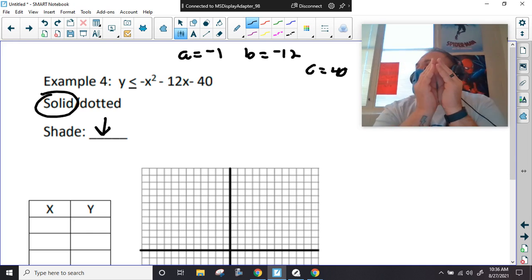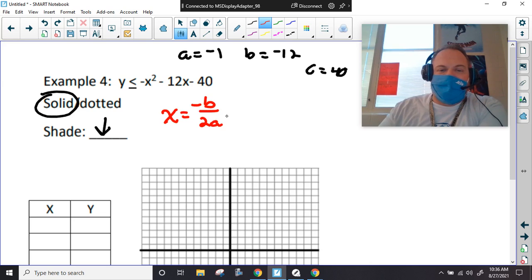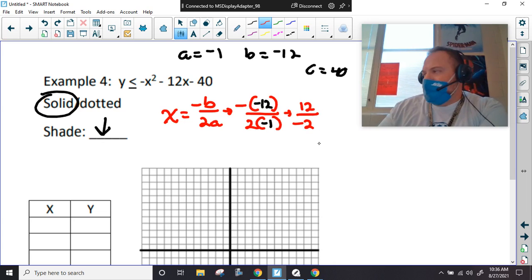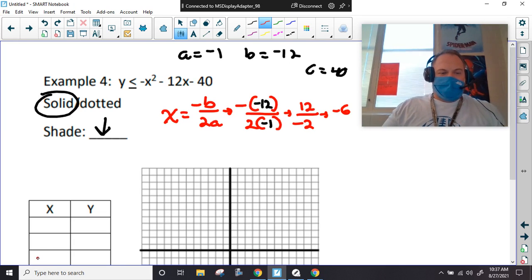All right. To actually build the graph, we need to find the vertex. And we start with the axis of symmetry, which is x equals negative b over 2a. And we plug in our numbers, which is negative 12, negative 1. Now, on the top, this simplifies as positive 12 and negative 2. Yes, very good. I heard somebody say it, which gives us negative 6. So our axis of symmetry, or the x value of the vertex, is negative 6. So I can write it in my chart.